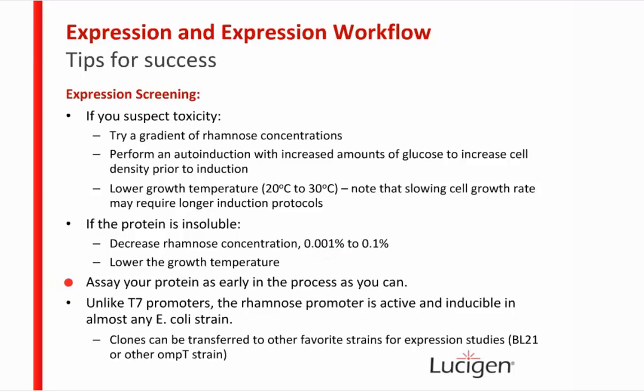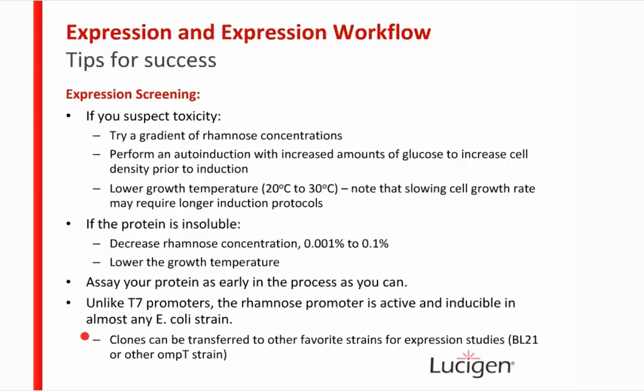And then another note here, unlike T7 promoters, the Rhamnose promoter is actually active and inducible in almost any E. coli strain. So clones can be transferred to other favorite strains for expression studies. The Rhamnose promoter does not at all depend on the phage T7 RNA polymerase. So it only depends upon the E. coli RNA polymerase, which is present in almost every E. coli strain unless it's been engineered out. And we have not found a strain yet where that's the case. So the promoter is inducible in all strains. And so if you would like to use a protease-resistant strain to do your expression experiments in, you certainly could.